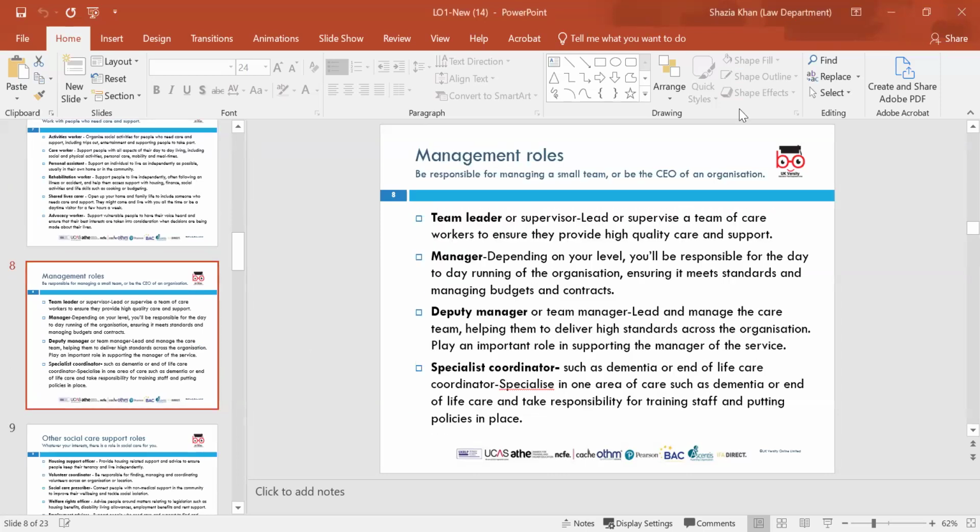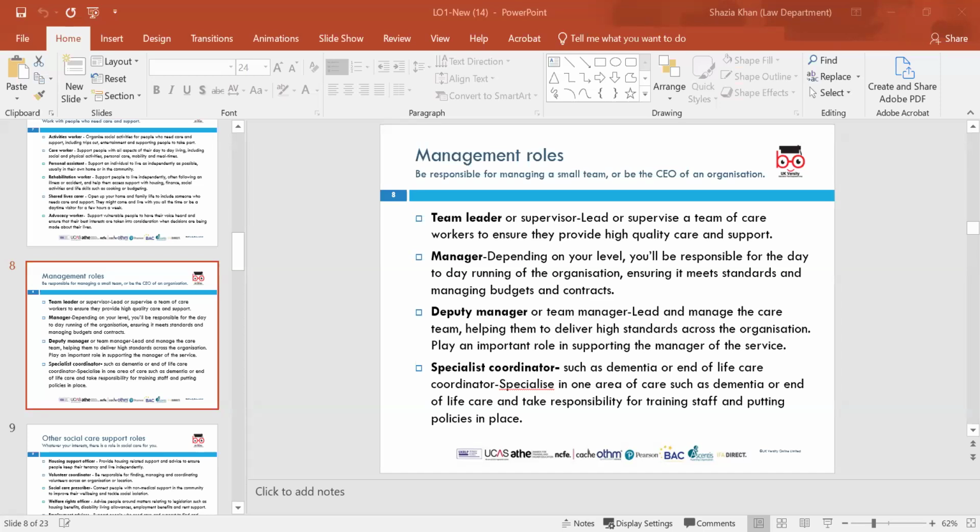Okay, then within health and social care, we have management roles. There are different management roles, and they are there to assist and coordinate any elements of care within the organisation. The role of a team leader or a supervisor could be to provide high quality care and support through the staff members. They may develop care plans, lead the team, and do supervisions and appraisals. So they have supervisory and team leading activities to deal with.